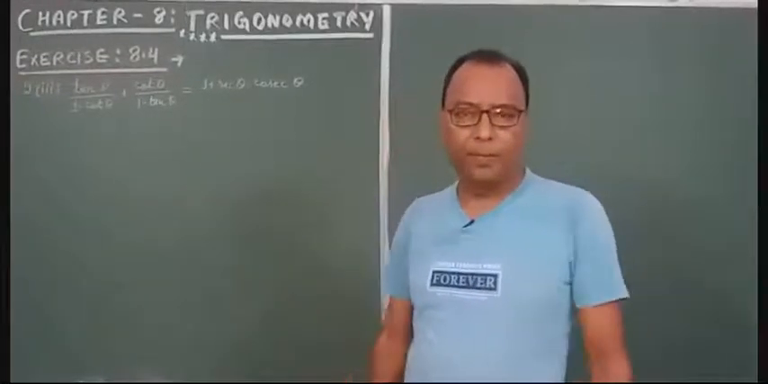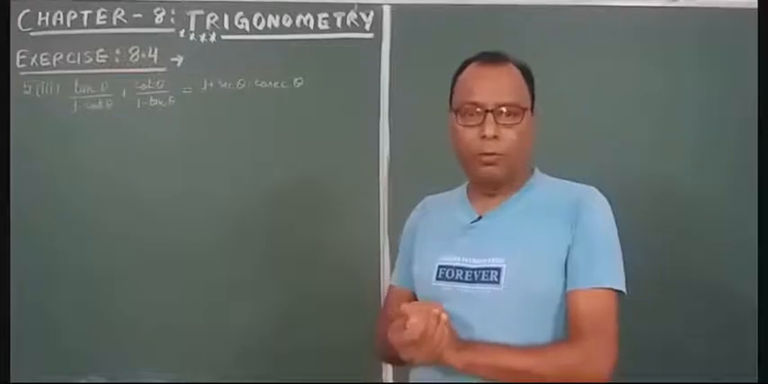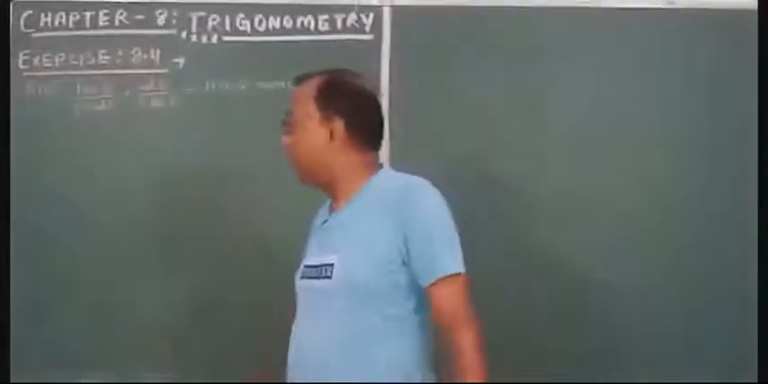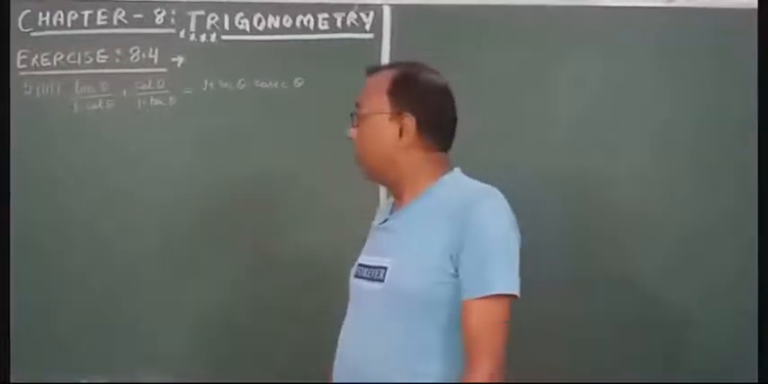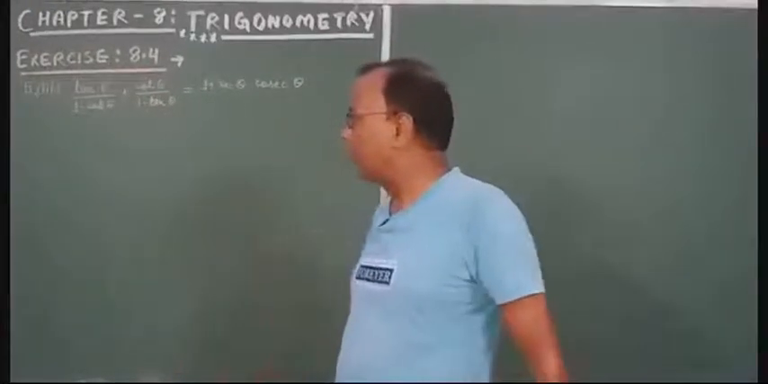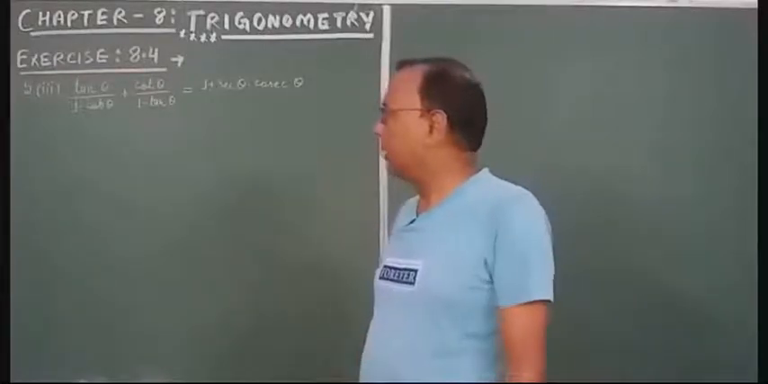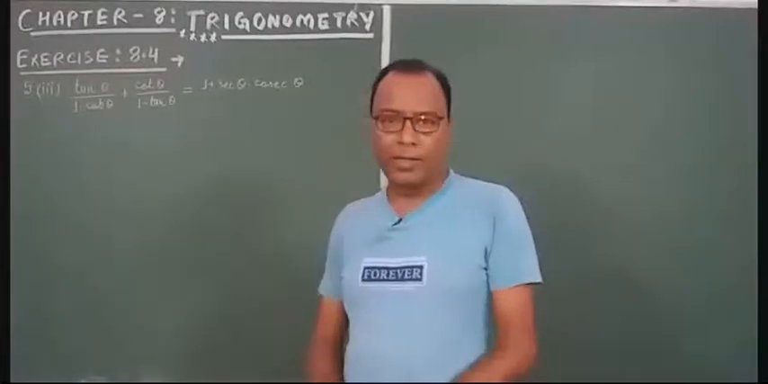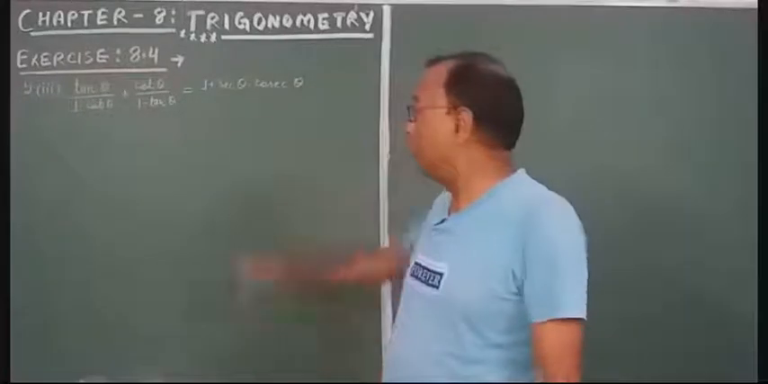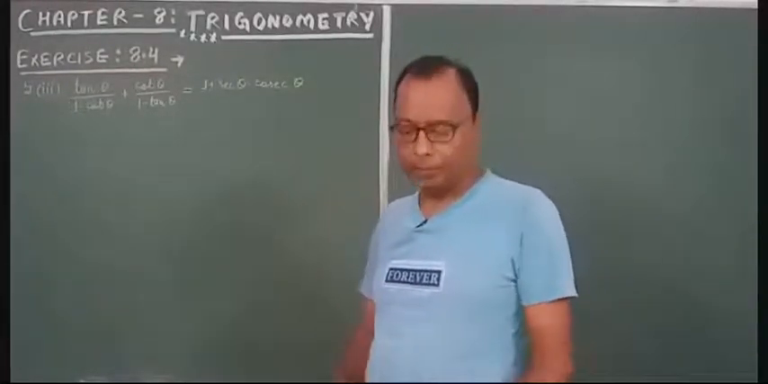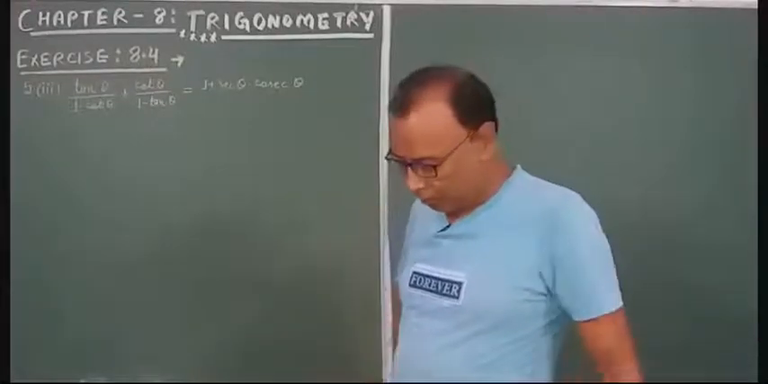Today I am starting with the fifth question, third part of exercise 8.4 from the chapter Introduction to Trigonometry. So this is the question: prove that tan theta upon 1 minus cot theta plus cot theta upon 1 minus tan theta is equal to 1 plus sec theta into cosec theta. So just see the solution.